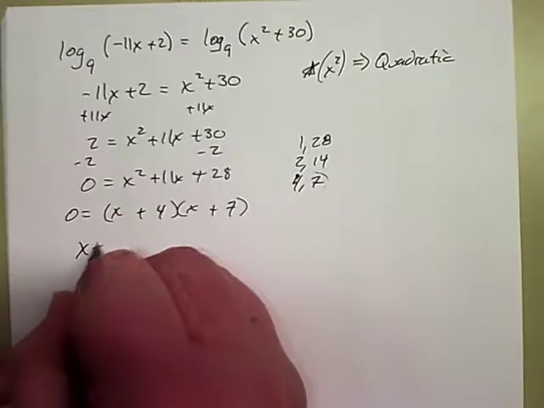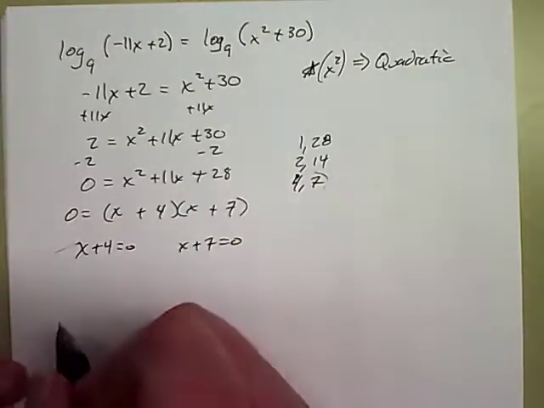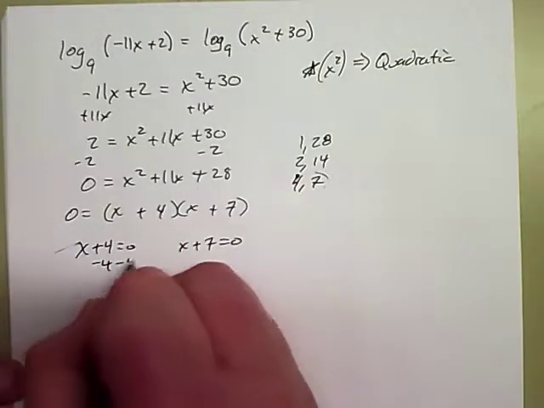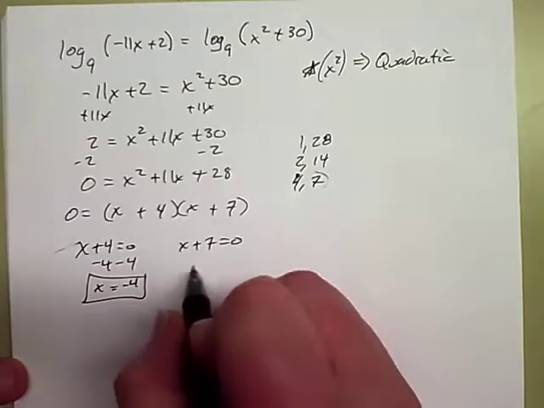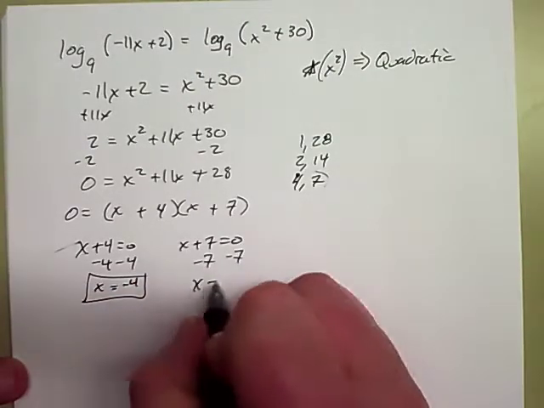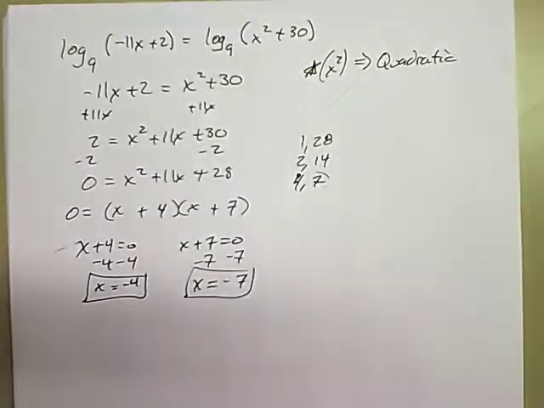So I set each factor equal to 0. x plus 4 equals 0. x plus 7 equals 0. And solve. x is going to equal negative 4, or x equals negative 7. All right, not too terrible.